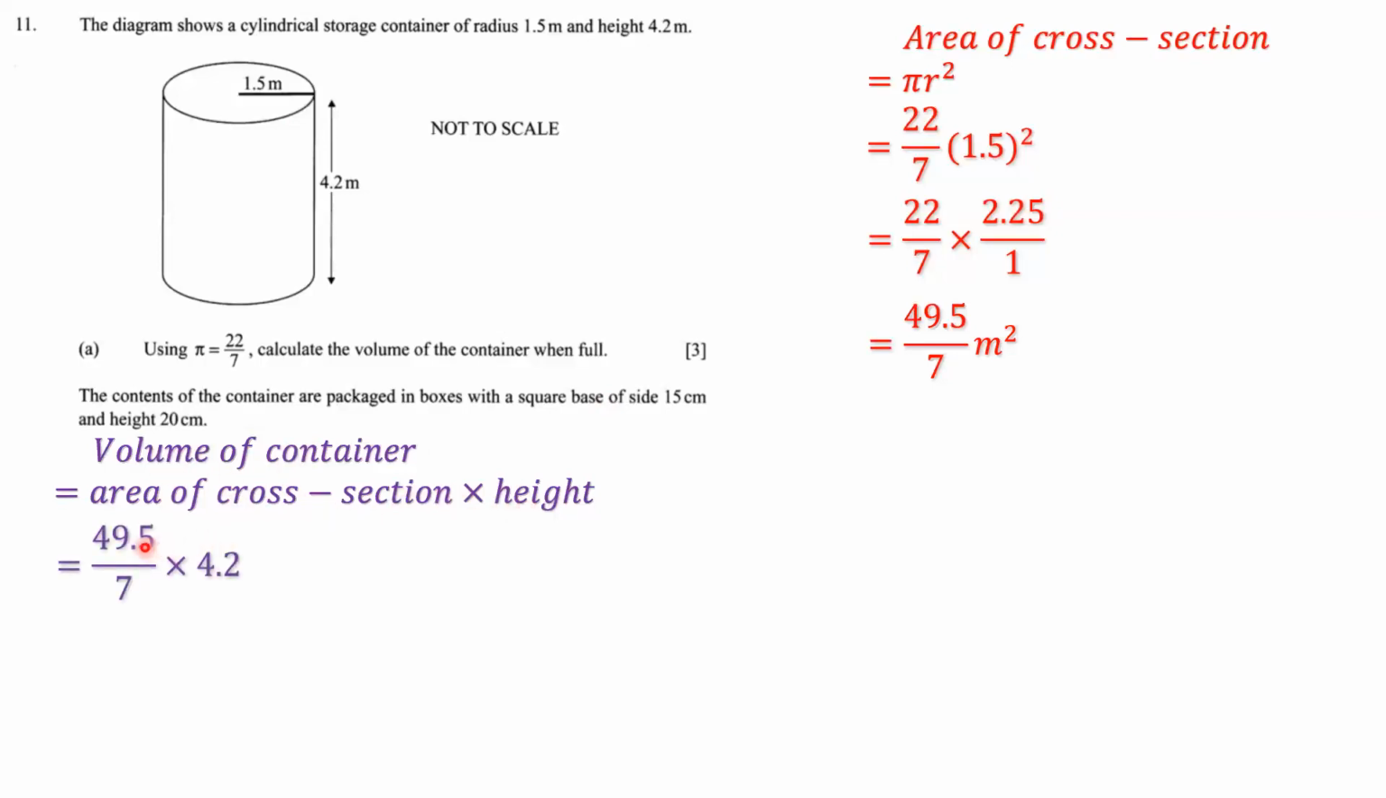So we're going to take that area of the cross section and multiply it by the height. And so we have 49.5 divided by 7 multiplied by 4.2. And so we're going to multiply 49.5 times 4.2. And that gives us 207.9 divided by 7. And we get 29.7 meters cubed. And that's going to be the volume of this container.